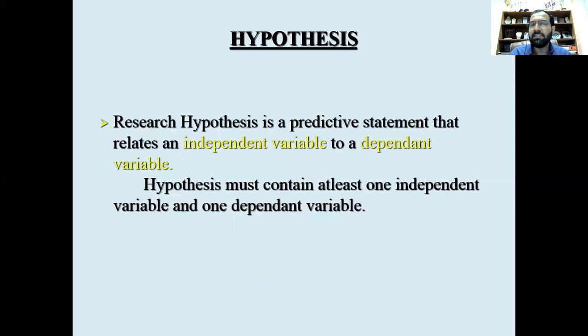A research hypothesis is a predictive statement that relates an independent variable to a dependent variable. A hypothesis must contain at least one independent variable and one dependent variable. Remember that you might have more than one independent variable, and similarly you might have more than one dependent variable, and you might have various relationships to study. Not necessarily that you have a single relationship or a single statement to study. So you might have various statements of study.